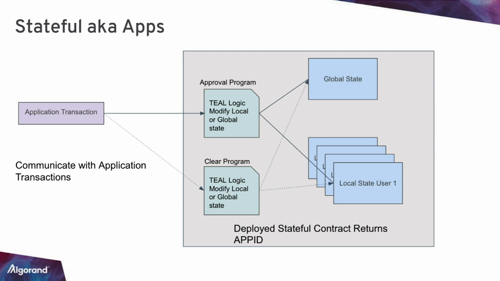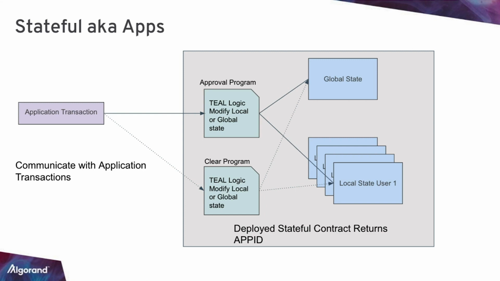Another thing I'll point out here is if your stateful smart contract does not use any local state, then no one has to opt into the Stateful Smart Contract to use it. There's a limit on the number of smart contracts that you can opt into. So if you have contracts that are not using local state, then there's no need to opt into that contract whatsoever. You can issue transactions against it, and as long as it modifies just global state, then you're good.